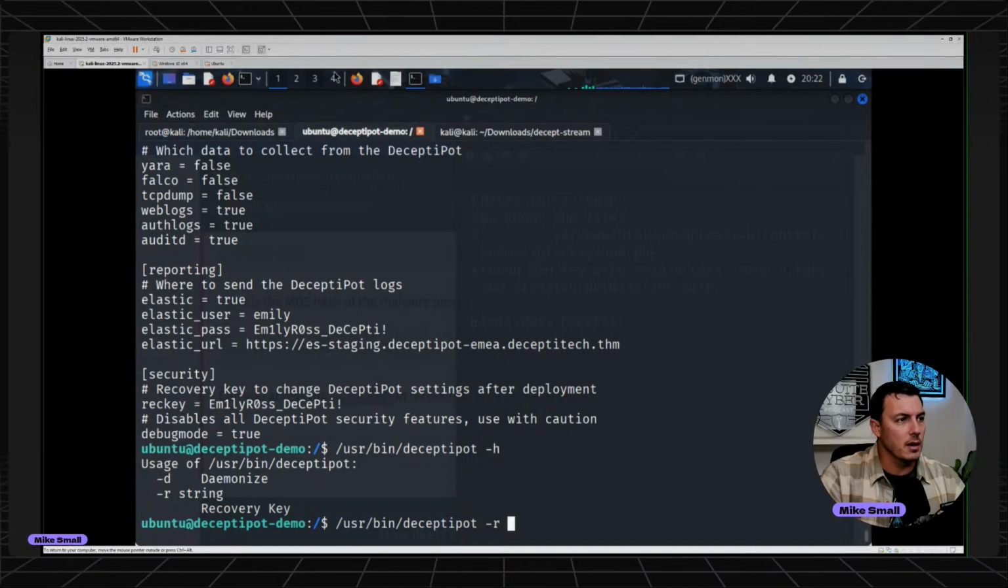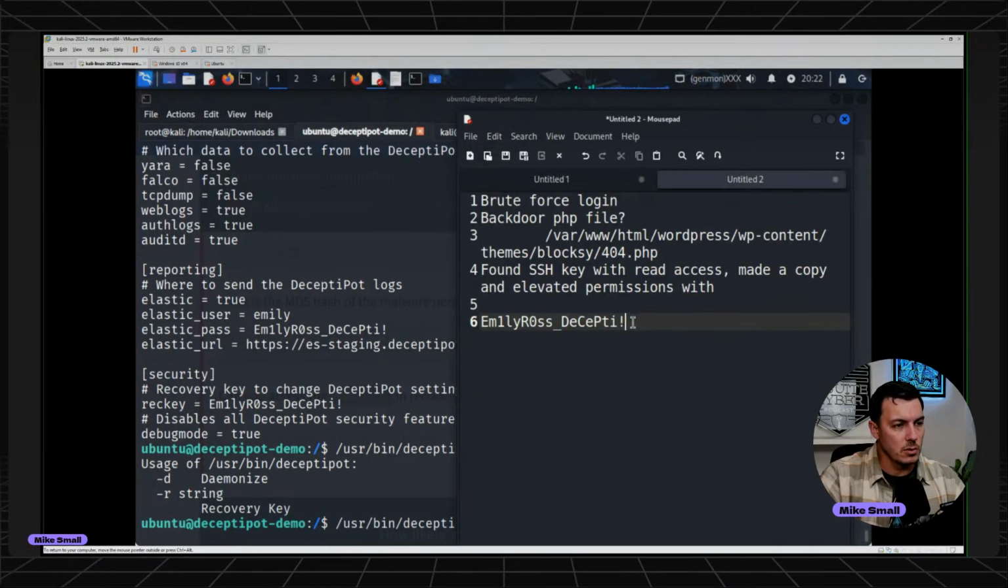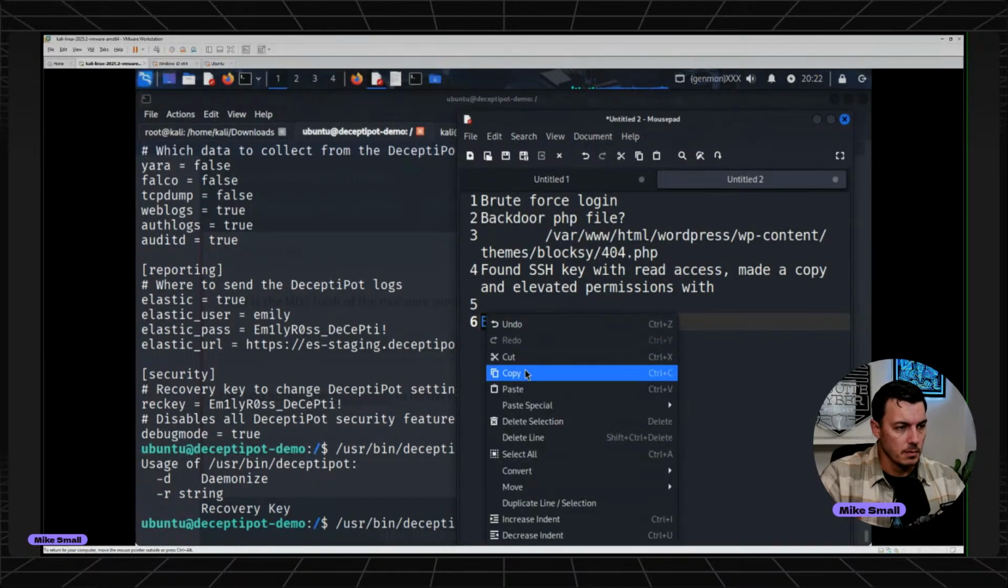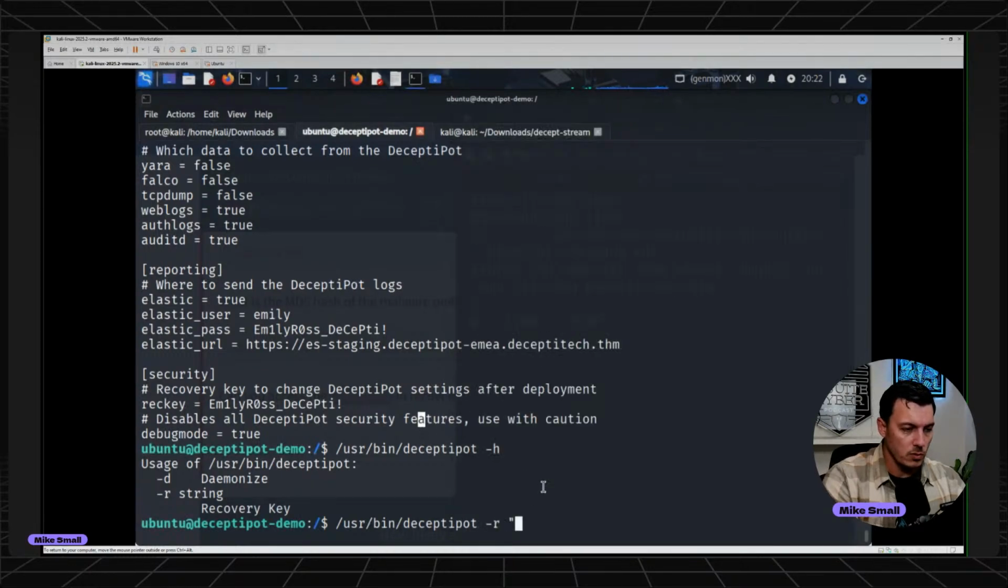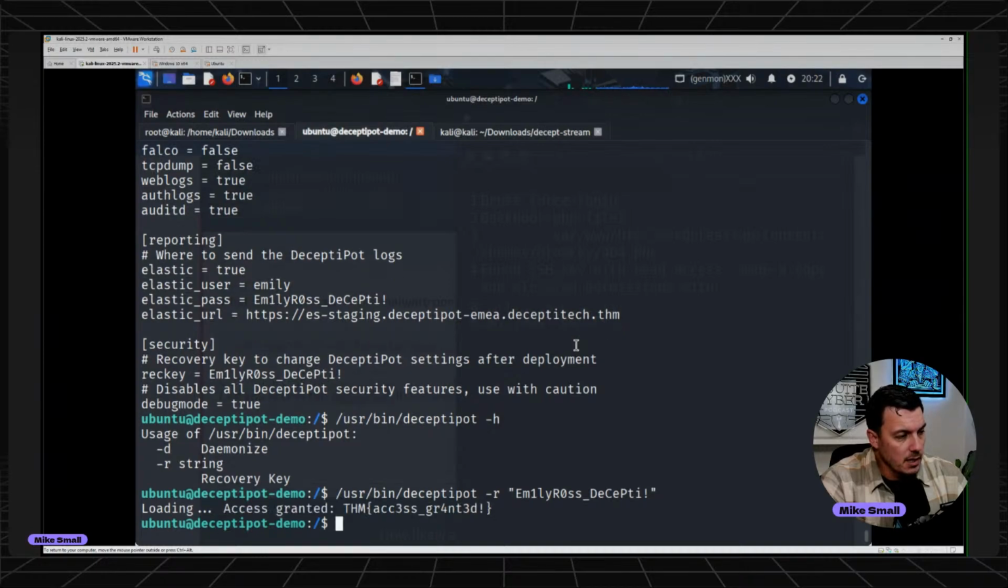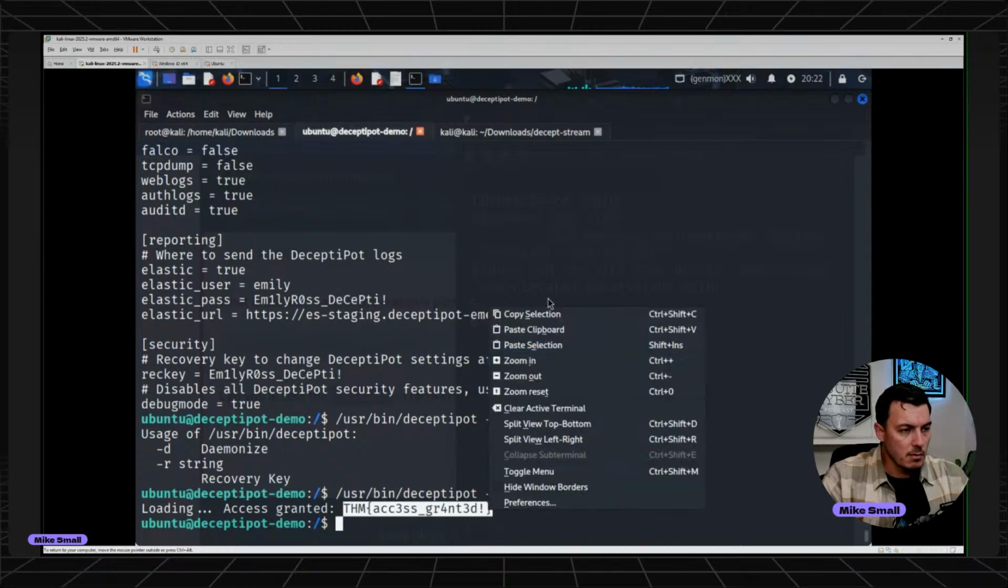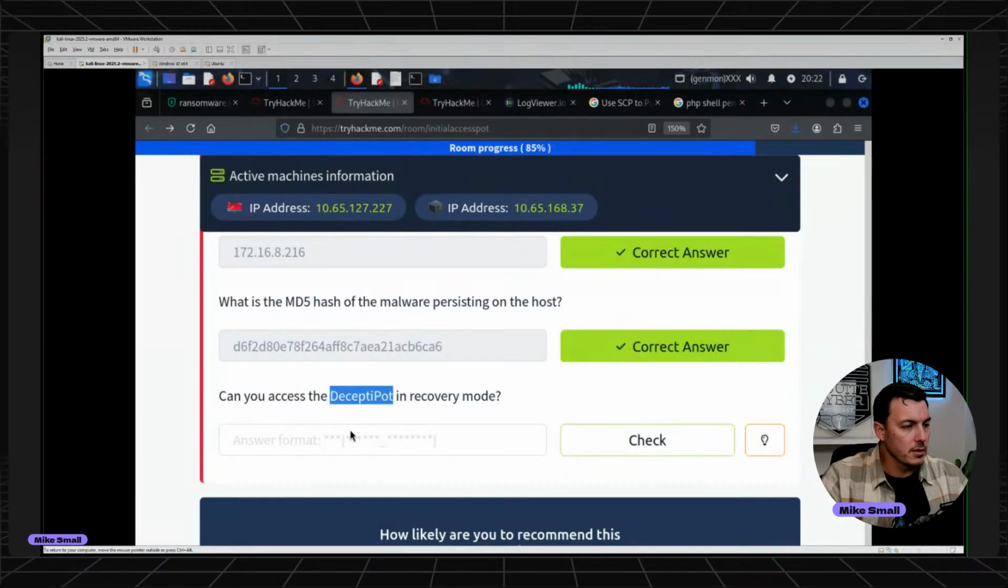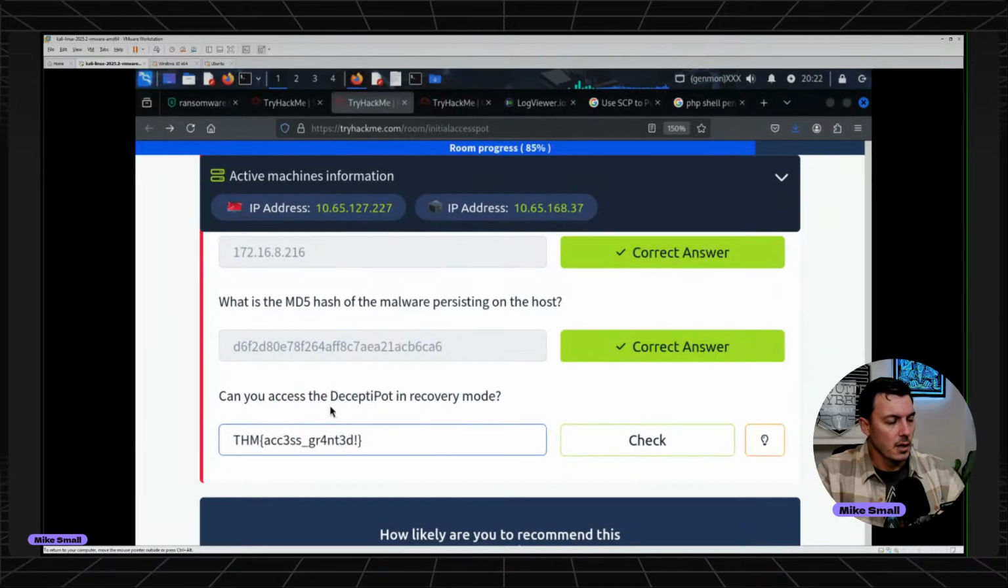-r, and then we want to paste this in. Probably have to put it in quotes. Run that, and hopefully it works. Maybe. And there we go. That is our final flag. Perfect. So we'll throw this in here, and then we'll have a talk real quick.